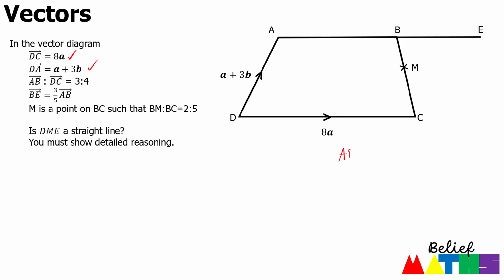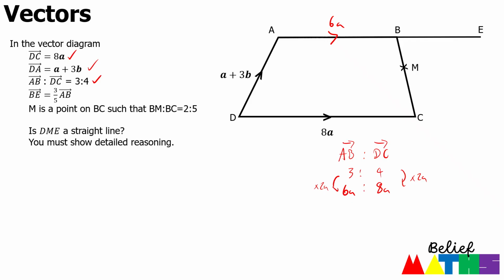So AB to DC is in a ratio of 3 to 4, and we can see DC is 8a, so our scale factor here is just times 2a. We can do the same on the other side, and that gives us 6a. So straight away we know A to B is 6a, and that's that piece of information done.